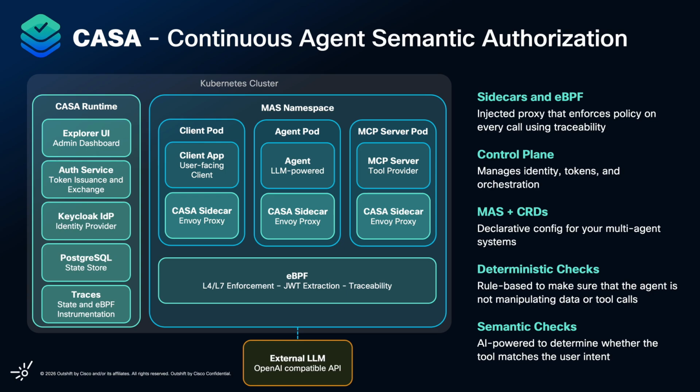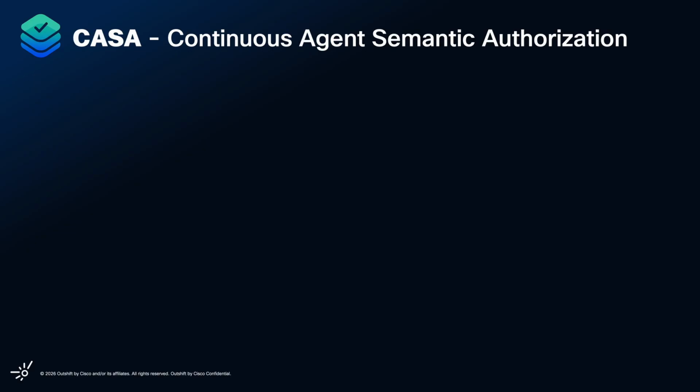These layers of enforcement, sidecars intercepting traffic, eBPF enforcing policies at the kernel level, deterministic checks catching rule violations, and semantic checks catching intent misalignment, when taken together, provide comprehensive protection for multi-agent systems without requiring any changes to the agents, clients, or MCP servers themselves. Now let's see CASA in action.